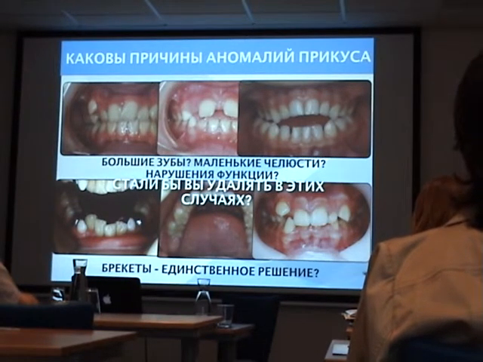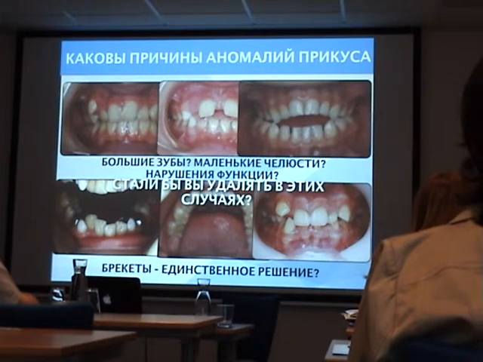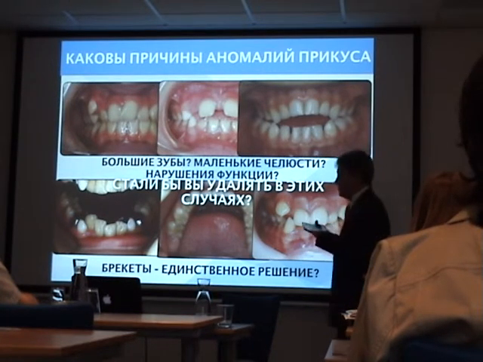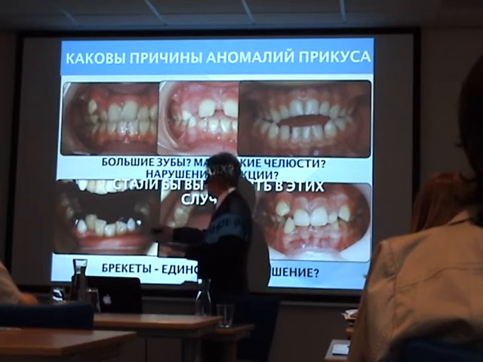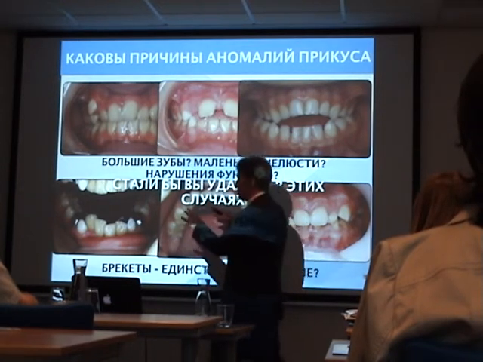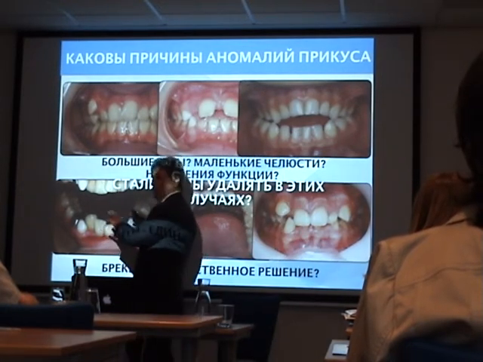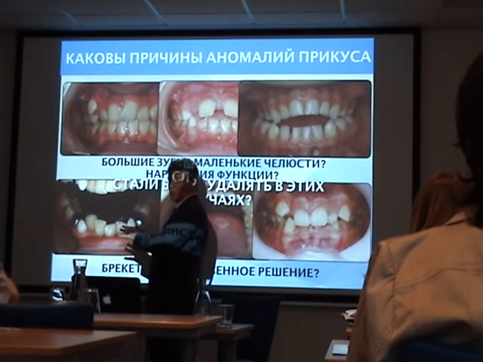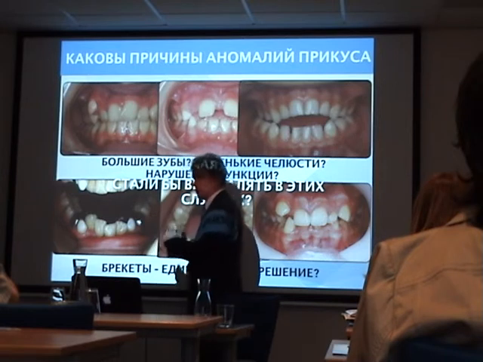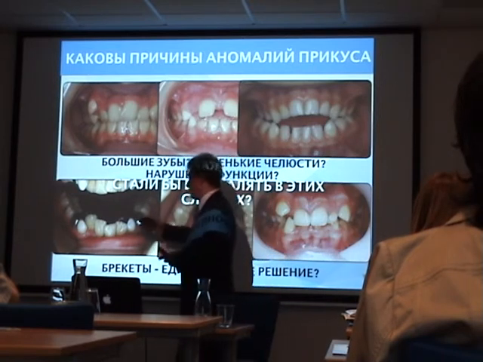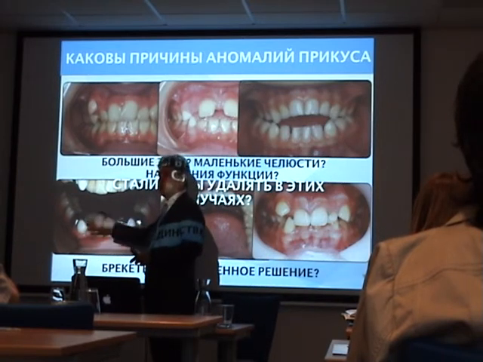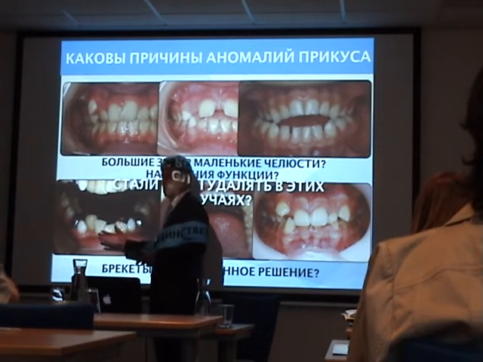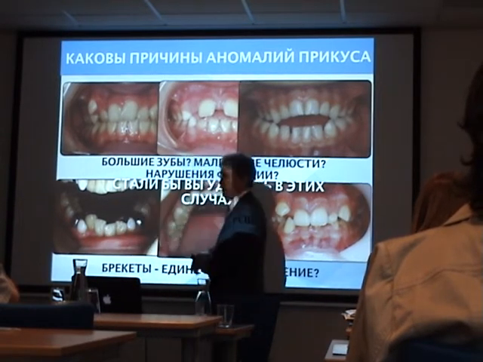So we want to get the diagnosis and the treatment compatible, and we also want to be able to look at these cases and say, well, should we extract teeth here? We know extracting teeth doesn't give us stability, so why are we extracting teeth? So we need a justification: is it crowding, we need extractions, or is it dysfunction? Let's correct the dysfunction before we ever think about extracting teeth.